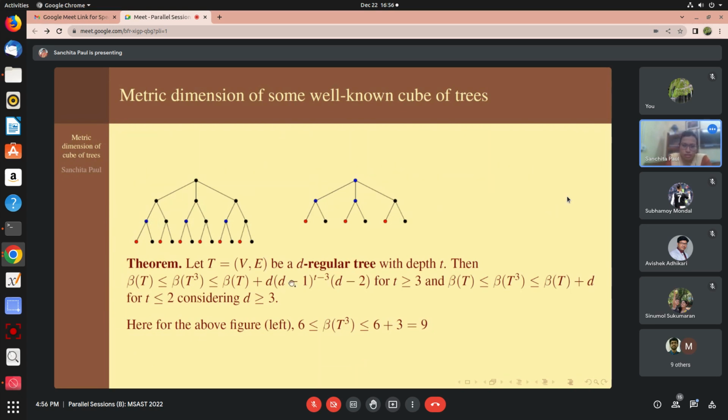In these cases the number is calculated as beta T plus d into (d minus 1) to the power of (t minus 3) into (d minus 2) for t greater than or equal to 3, and for t less than or equal to 2 it is beta T plus d. These two cases are depicted in these two figures.